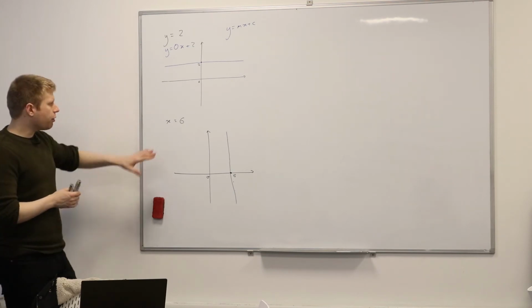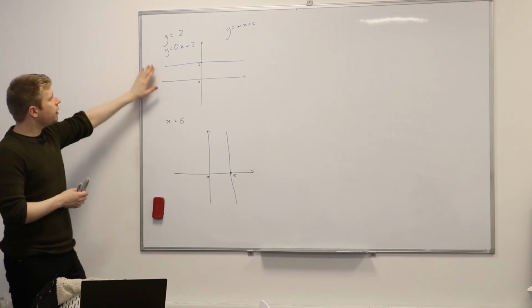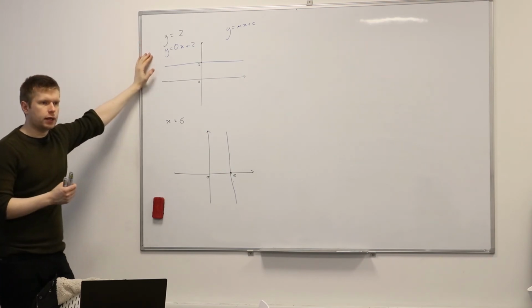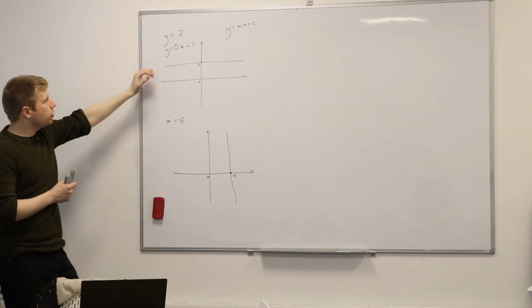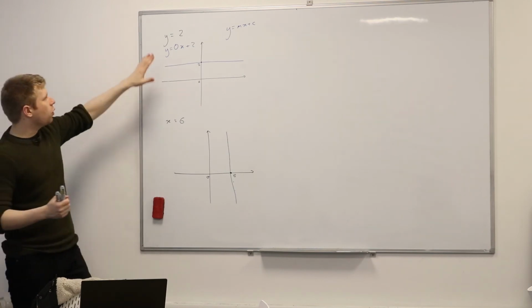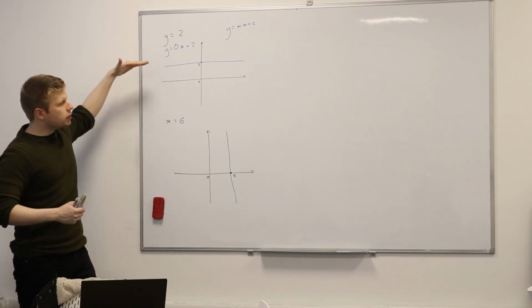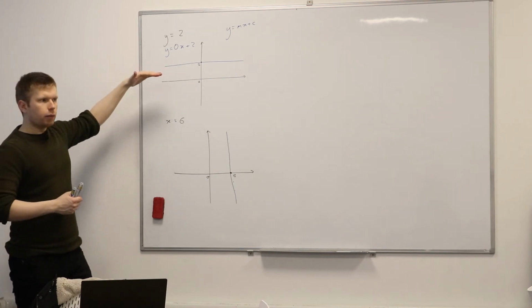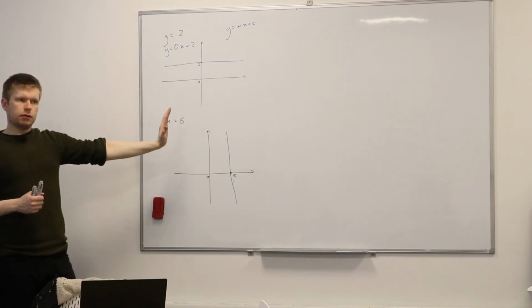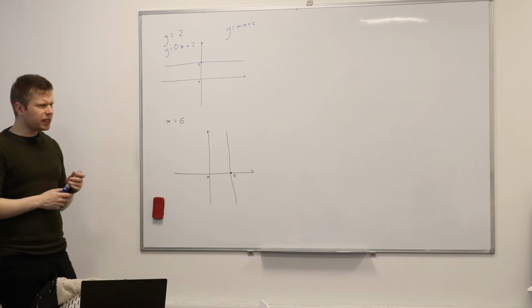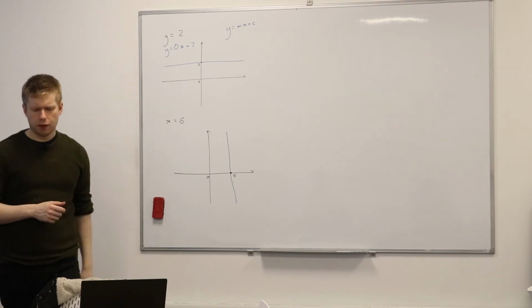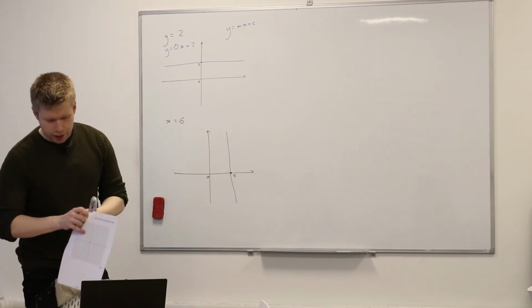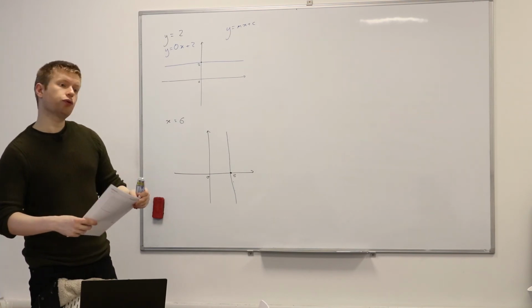So think about this. This is literally just a line. Think about the rule which is defining this set of points. You notice when it's just got y equals 2, it's just a horizontal line. But now you've got x equals 6, it's a vertical line. Does that make sense to everyone? Okay, good. Have we had a go at the next one, which is y equals 3x plus 2?